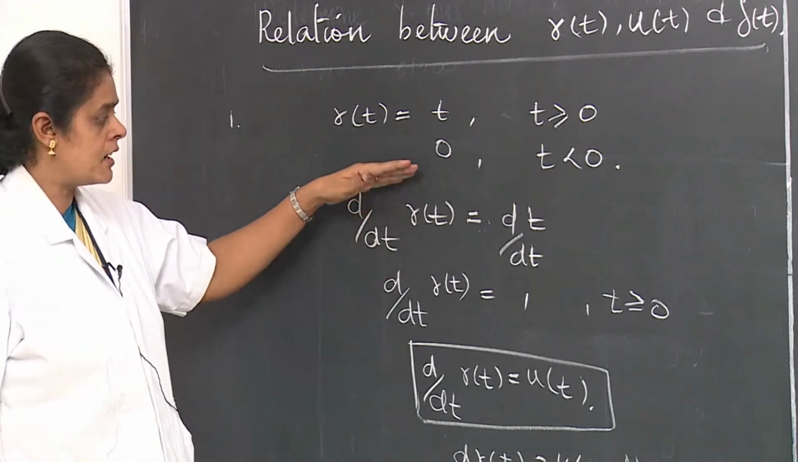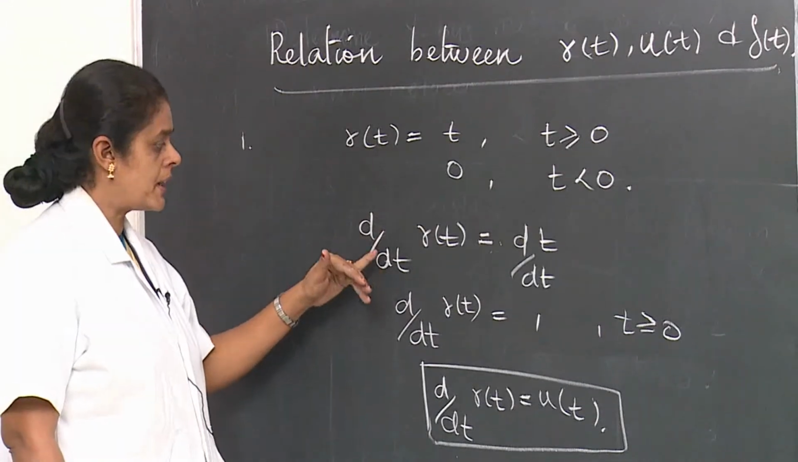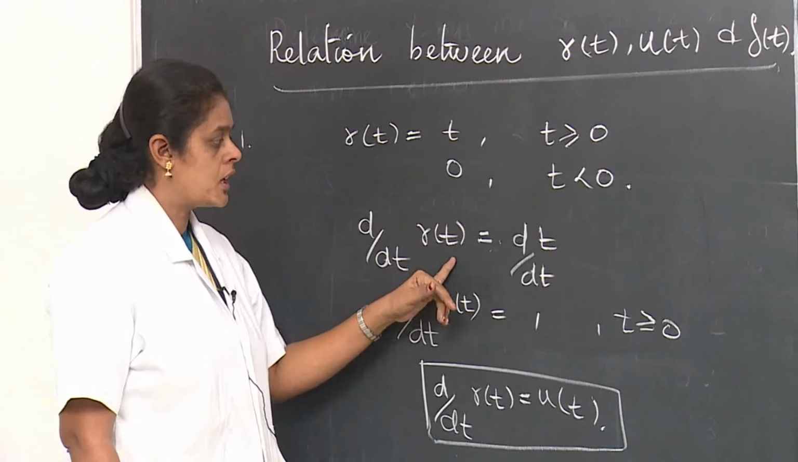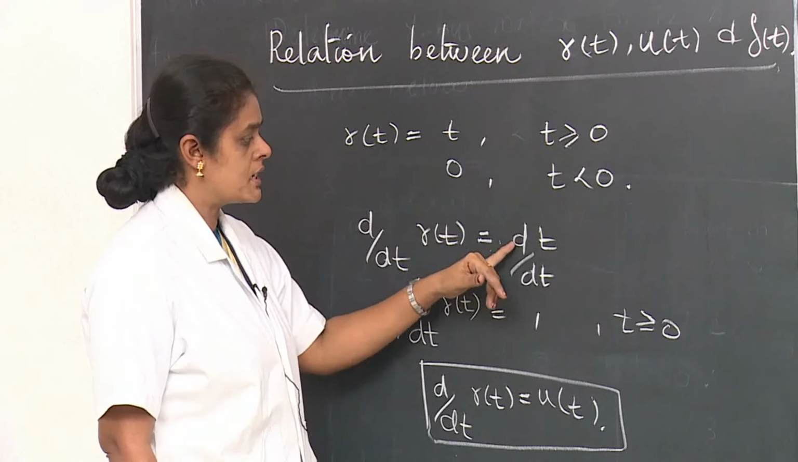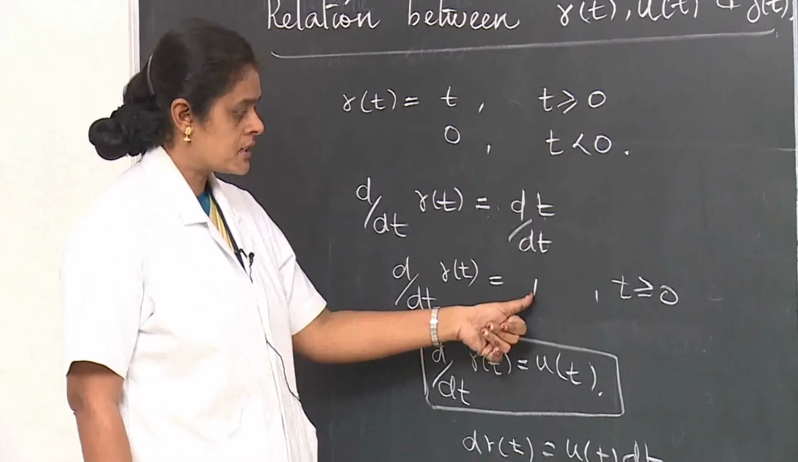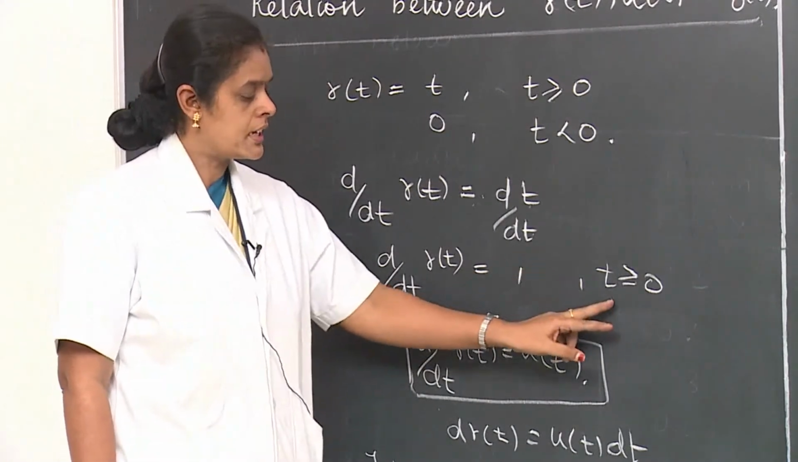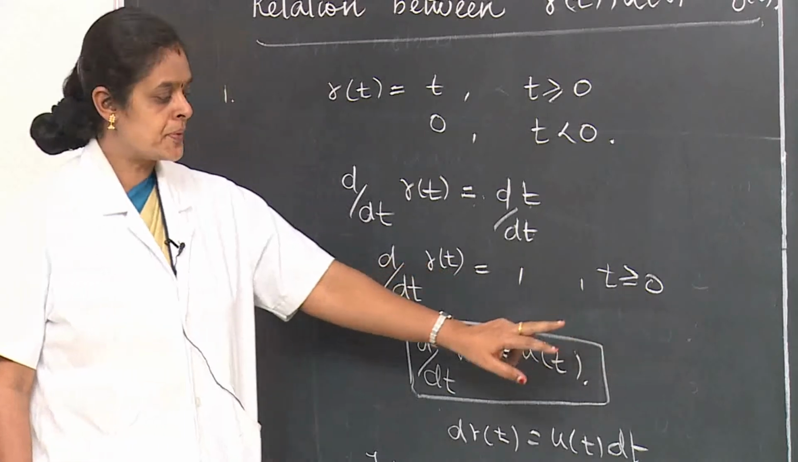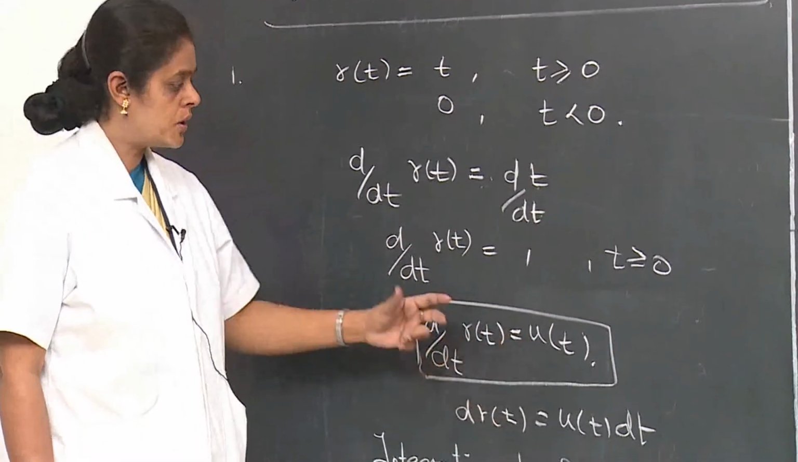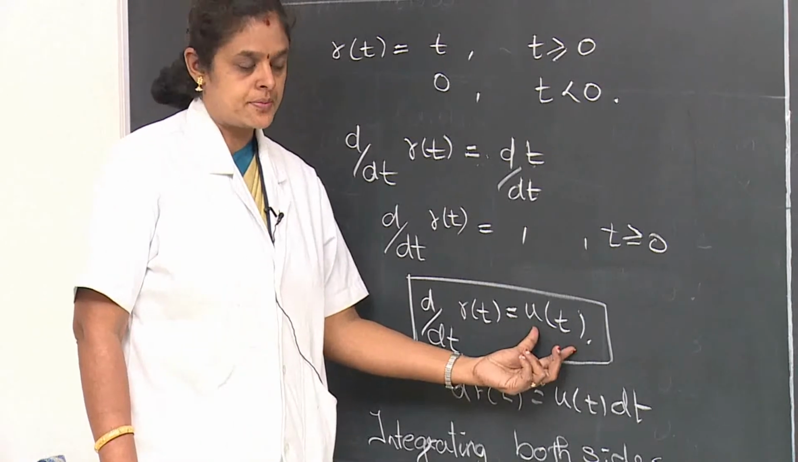In that signal, the first step is we differentiate this signal. So d by dt of R of t equals d by dt of t. Differentiating this signal, we get the signal equal to 1. The notation 1 for t greater than 0 means this is the unit step signal. So differentiation of the ramp signal gives the unit step signal, right?